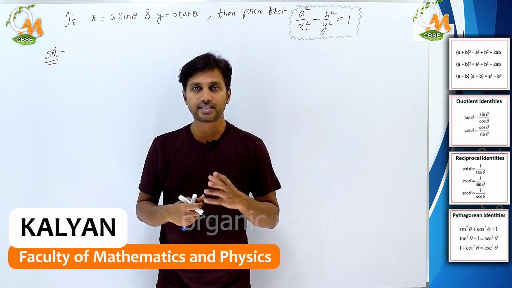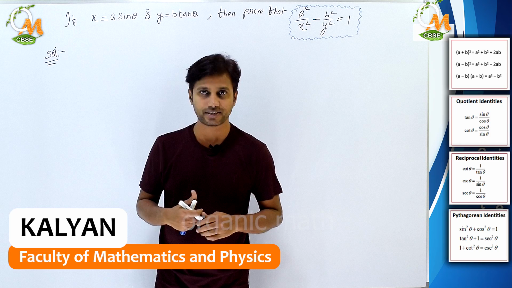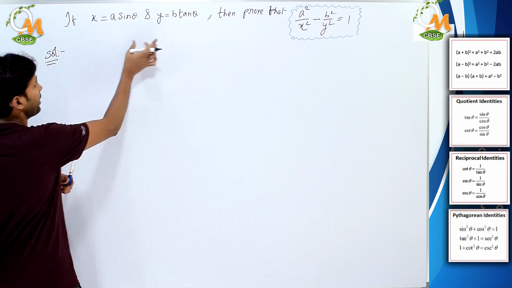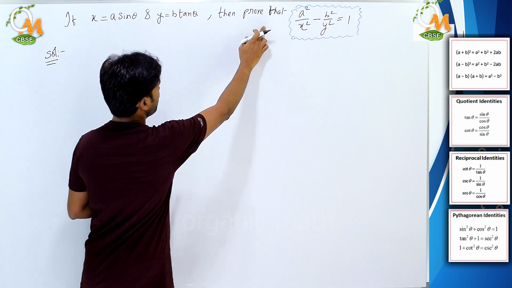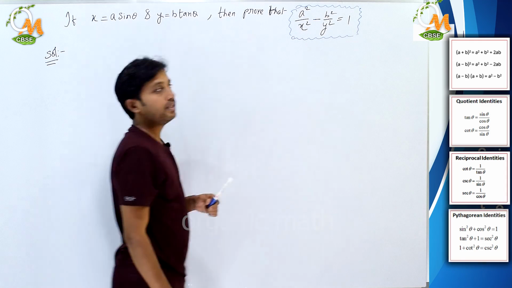So students, let us discuss one more problem based on trigonometric identities. Let us see what the problem is. Here we are given x equal to a sin theta and y equal to b tan theta. Then we need to prove that a square by x square minus b square by y square equal to 1.